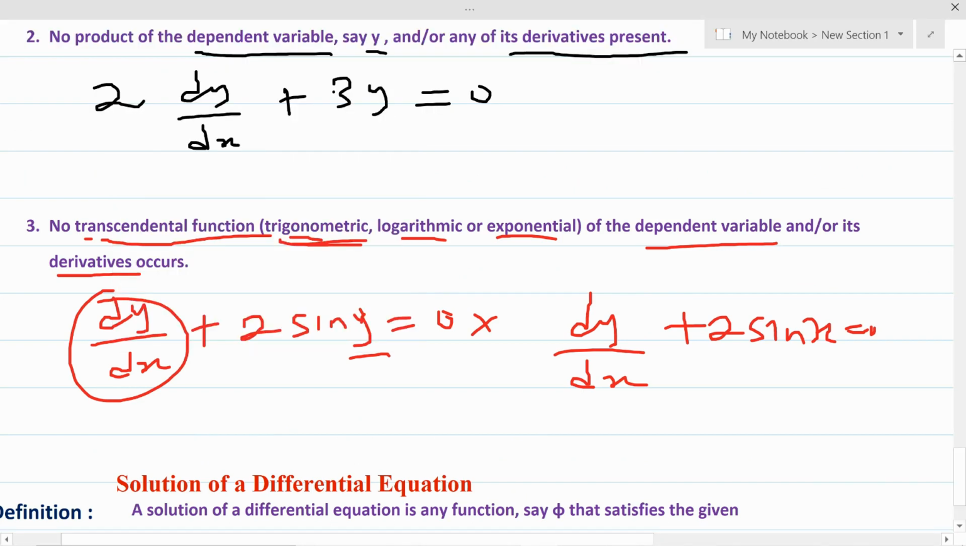Let's continue. This shouldn't be a problem for us. So this is a linear differential equation based on this definition. I hope you understand it, and I know you would really understand.